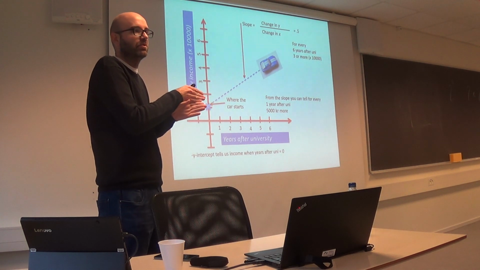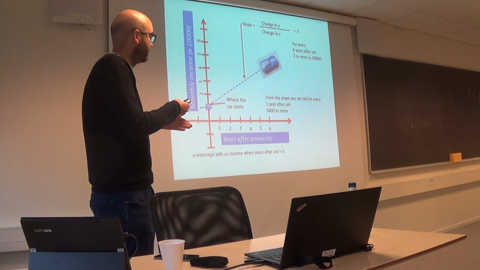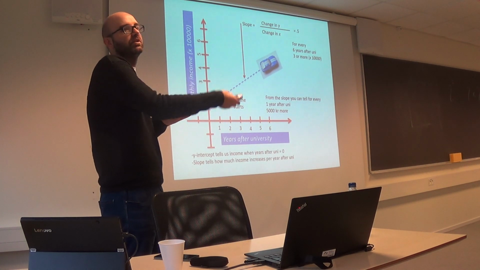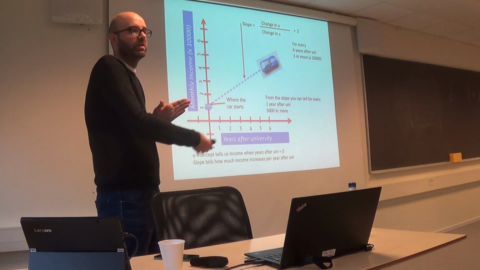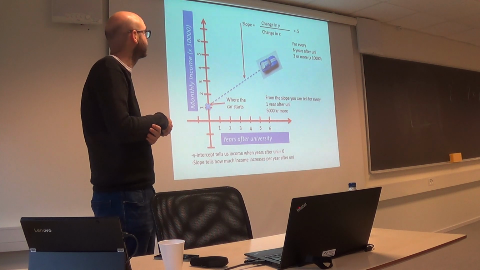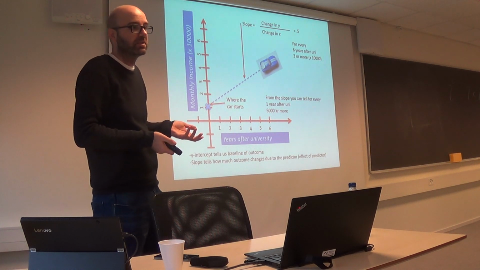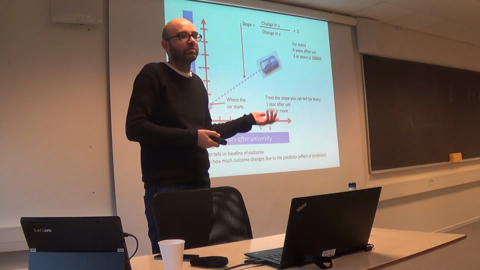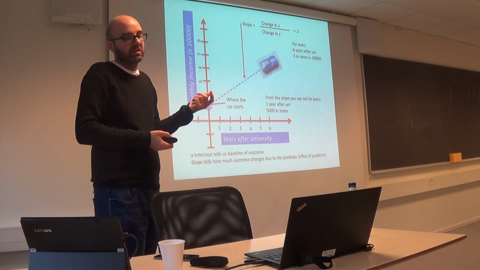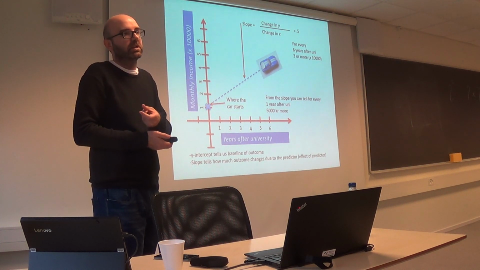So the y-intercept tells you what you're going to make if you get a job straight out of gymnasium, or predicts that. And the slope tells us how much your income's going to increase for every year you're at university, assuming that there's a linear relationship. Okay? Or more generally, the y-intercept tells us the baseline of the outcome without putting the predictor in, and the slope tells us how much the outcome changes for each unit change in the predictor as an effect of the predictor.